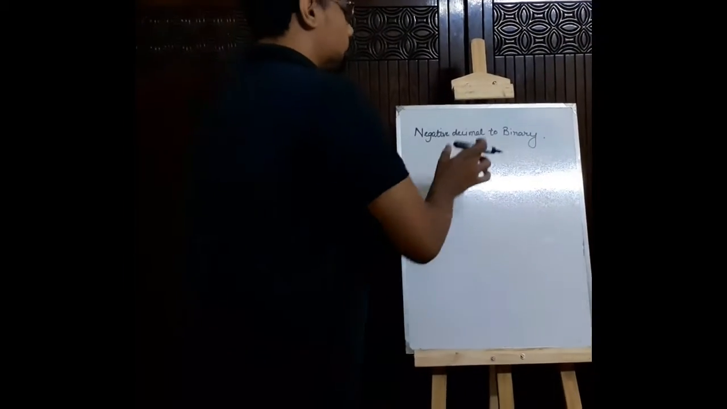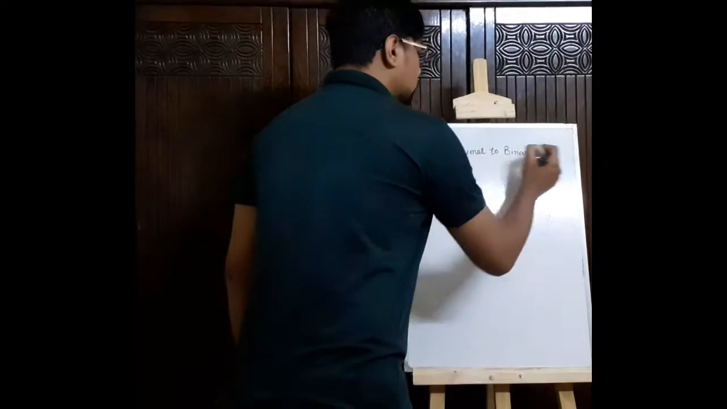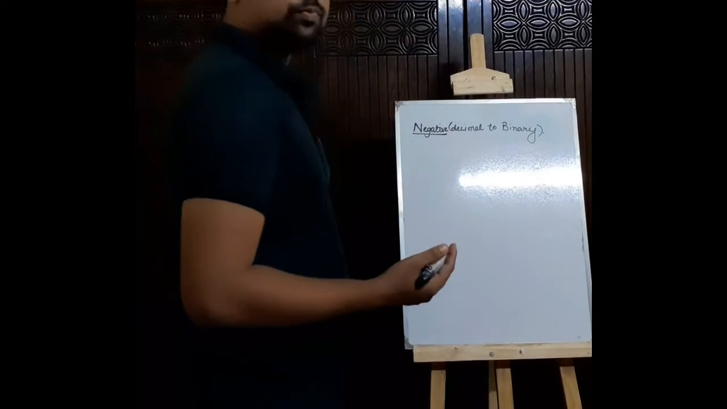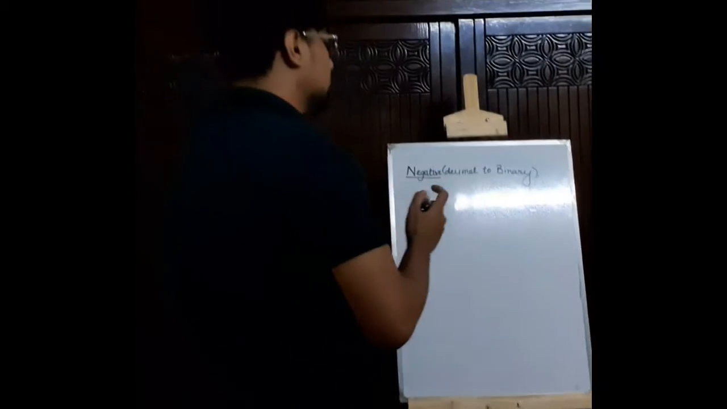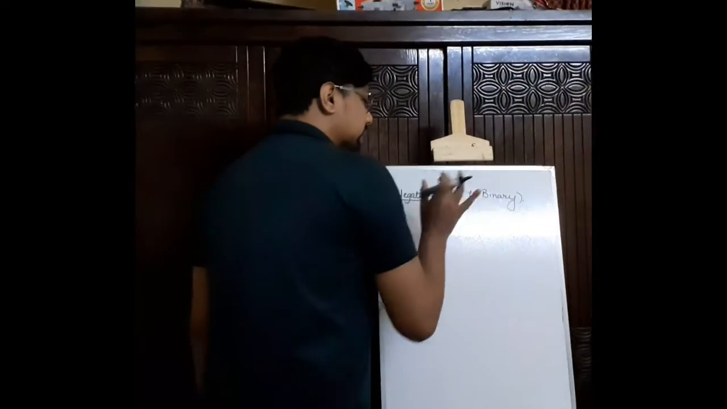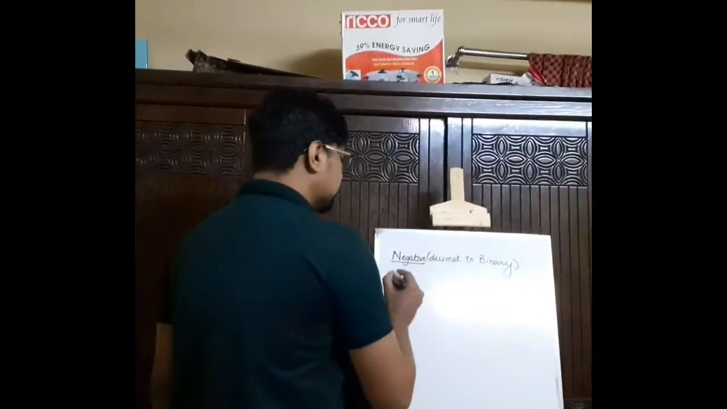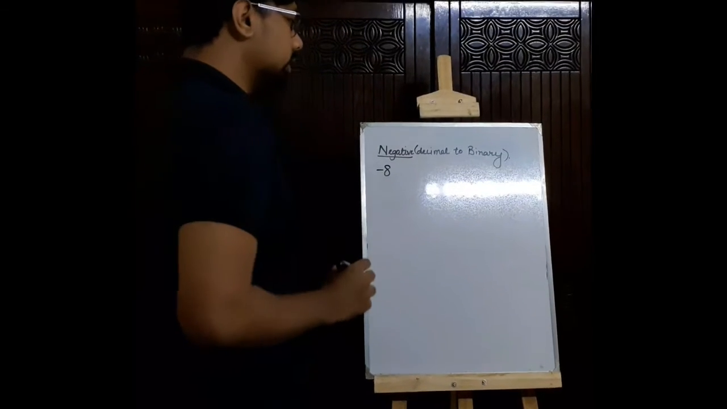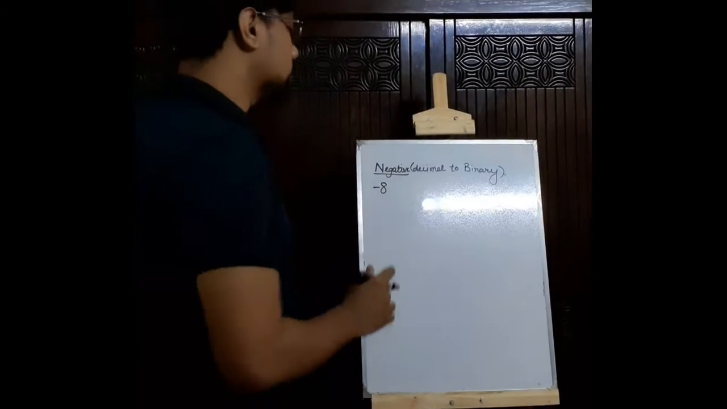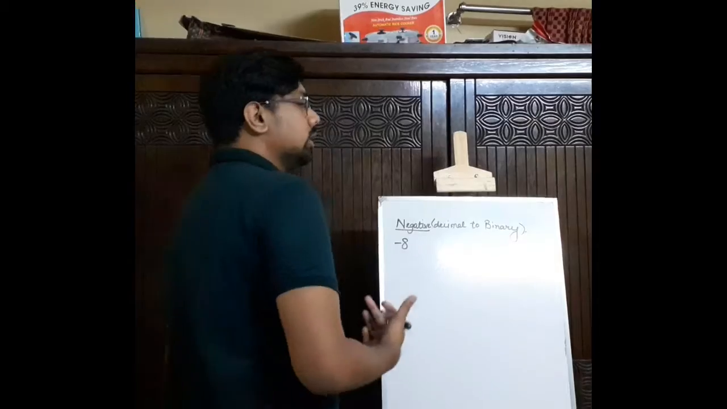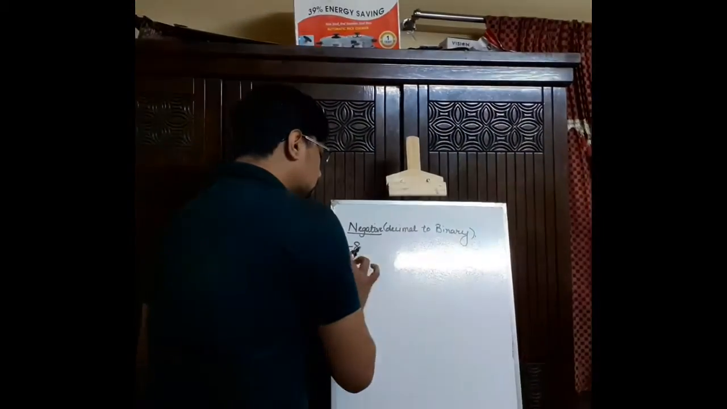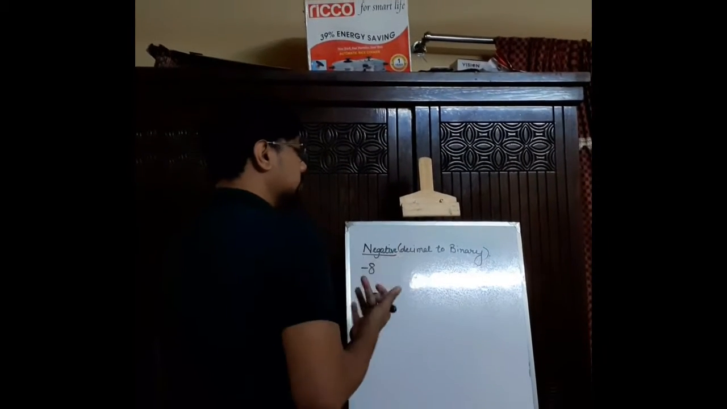Okay, so this is what we are trying to solve. This part is already known to us, but this term is an additional term to the previous problems. So what do you understand by negative decimal? Say, for example, if you are given a number such as -8 and you are asked to convert this -8 to its corresponding binary. This is what we call a negative decimal number.